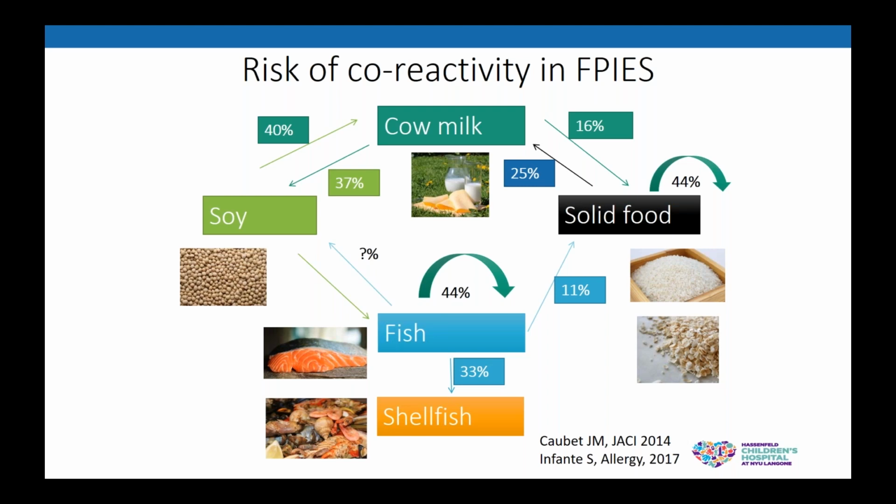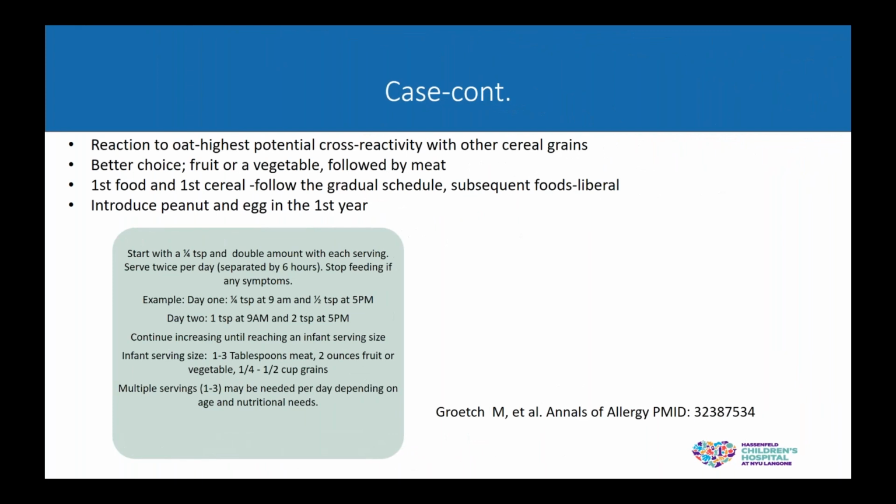It's not uncommon that after a reaction, the child starts exhibiting difficulty feeding and refusing new foods, new textures. And we think that this is due to that very unpleasant experience during a reaction. So the better choice would be a fruit or a vegetable, and then a meat.